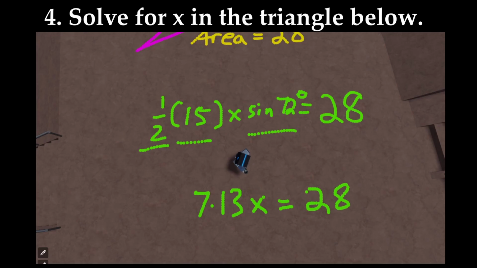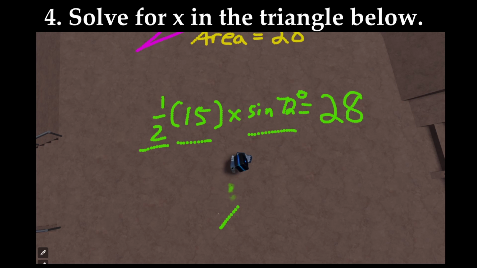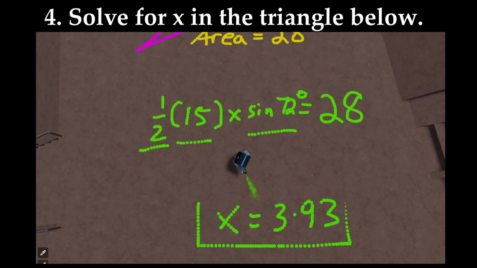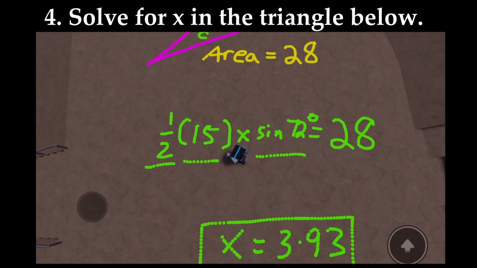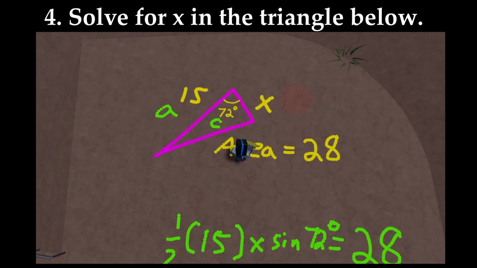And now to solve for x, you just divide by 7.13. And if you do all that math, you should get that x is equal to 3.93. So the missing side length was just 3.93. Let me fill that in on this triangle just to be complete. So now we have 3.93 is this side length.